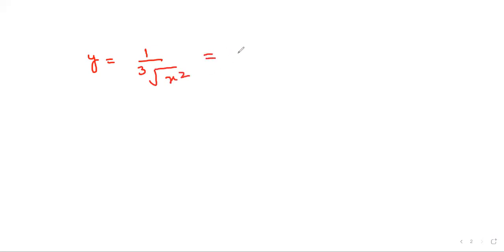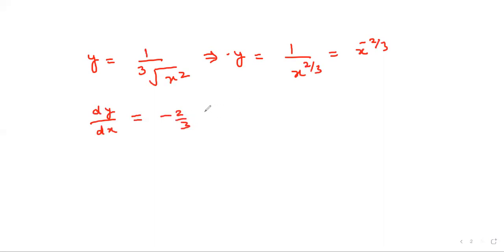Some more questions, like suppose we are given y equal to 1 upon the cube root of x square. So let's write it in a simple way. So y equal to 1 upon x power 2 by 3, which can be written as x power minus 2 by 3. Then we find dy by dx, which is equal to minus 2 by 3 x power minus 2 by 3 minus 1, that will become minus 2 by 3 x power minus 5 by 3.